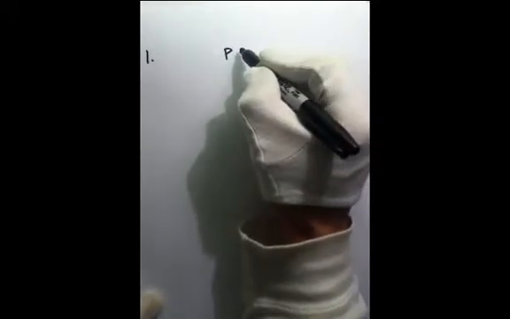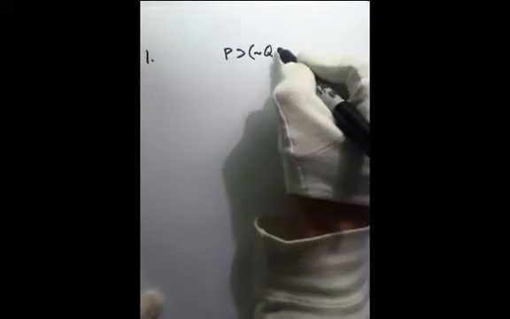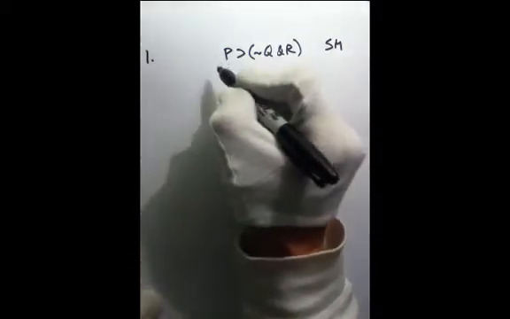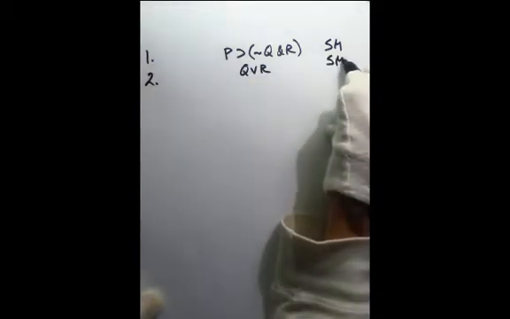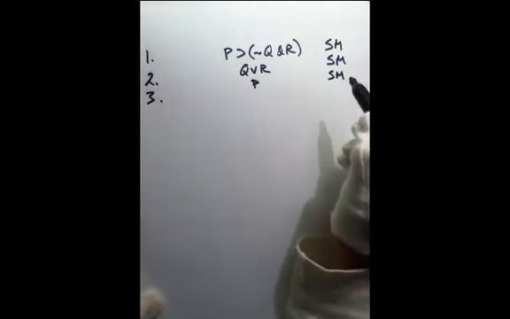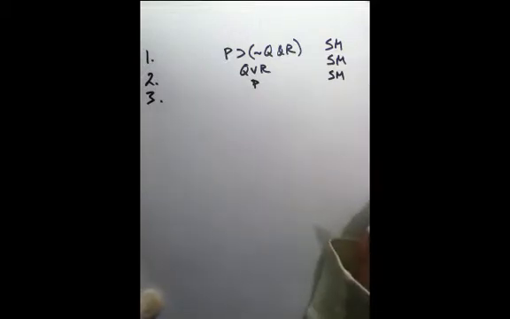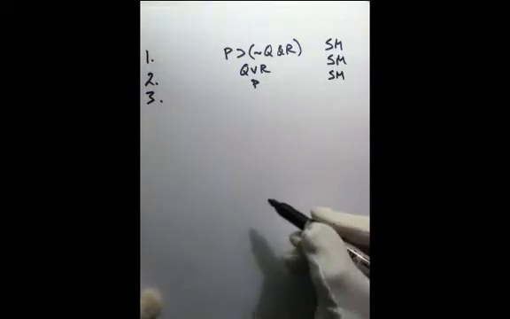Let's consider the following set members. Suppose we have P horseshoe not Q and R. That's a set member. And then we have Q or R, and that's a set member. And we also have P as our set member. Now we want to see whether there is an interpretation on which all these three sentences are true. We do that by constructing the truth tree and looking for a completed open branch.